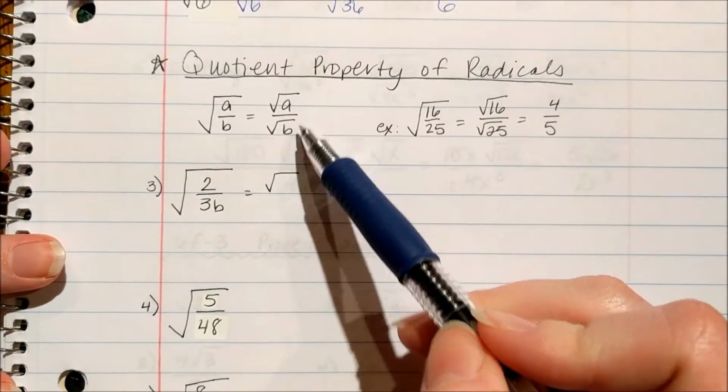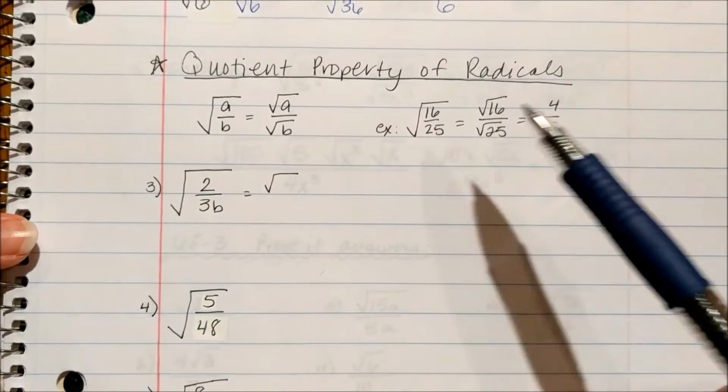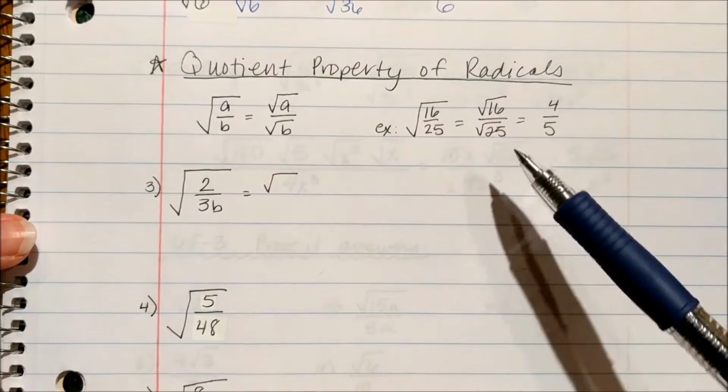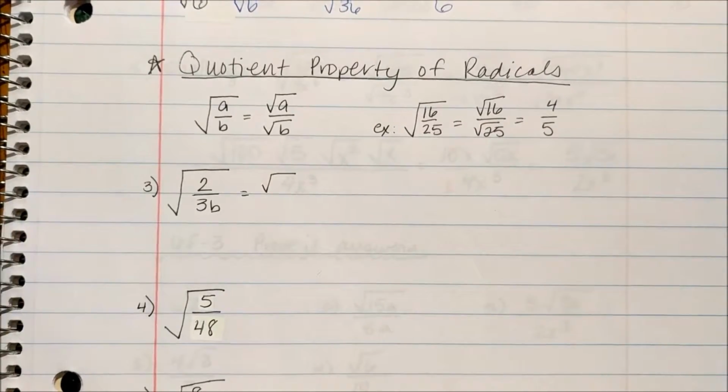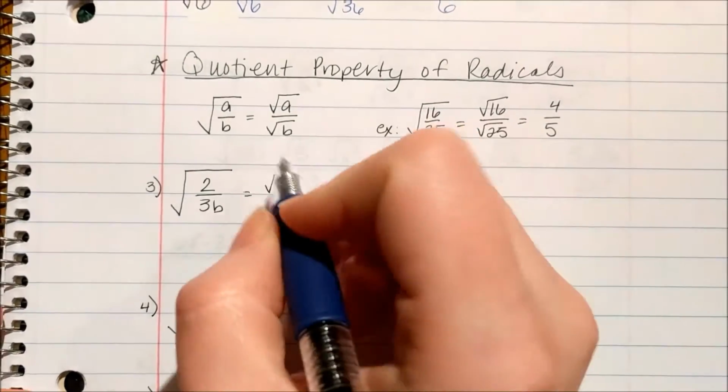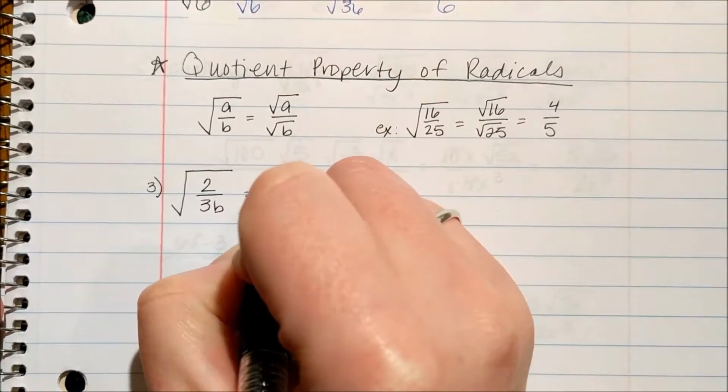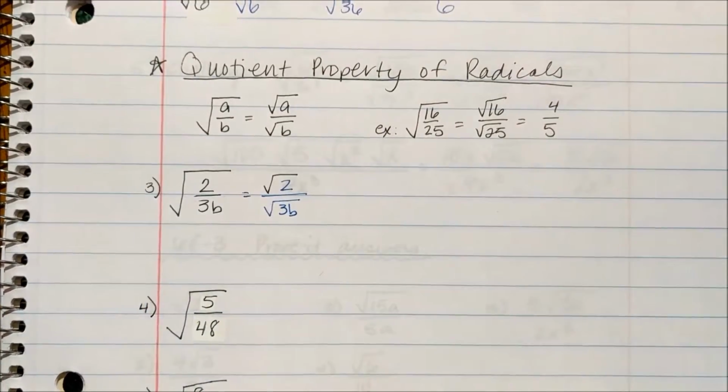The quotient property of radicals simply says when you have a fraction under the radical, it's the same as if you split the radical into 2 pieces. So for example, if you have the square root of 16 over 25, you can split the radical into 2 pieces, and that's how you just get 4/5. So in number 3, we're first going to split the radical into 2 pieces. So we get the square root of 2 over the square root of 3b.